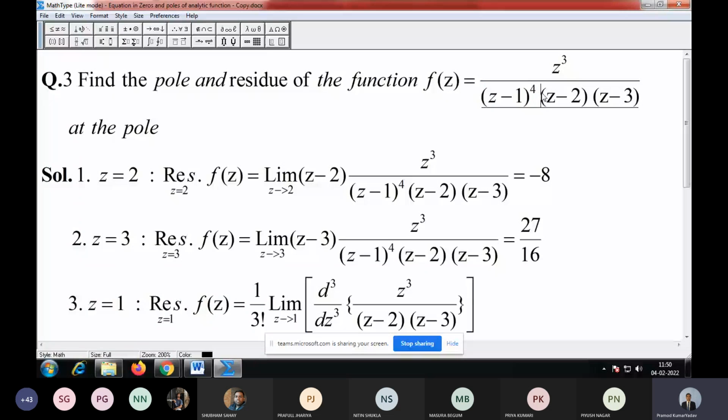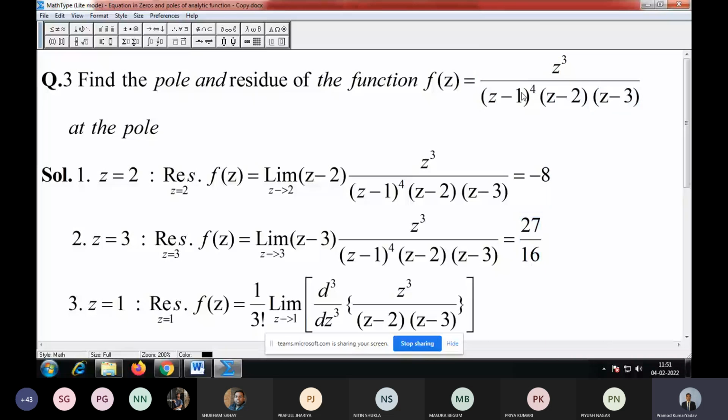At z equal to 2, it is a pole of order 1, and at z equal to 3 it is a pole of order 3. So the residue at z equal to 2: just multiply this whole function with z minus 2 and take the limit as z tends to 2. The residue is coming minus 8. At this one, just multiply this whole with z minus 3 and take the limit as z tends to 3. The result is coming this way.